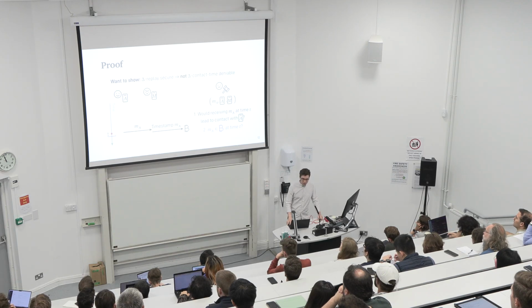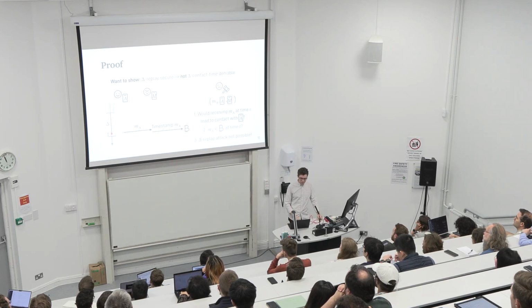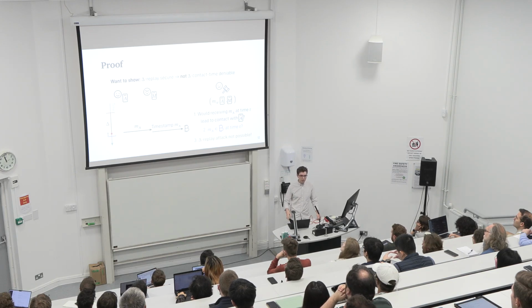And now in the third step, the judge knows that the protocol is delta replay secure. The core insight is that since in the first step the judge is certain that the message could have been received at time t, they know it could not have been too early, at most delta steps in time. Because otherwise this would constitute a replay attack. And we do know that replay attacks are not possible here.